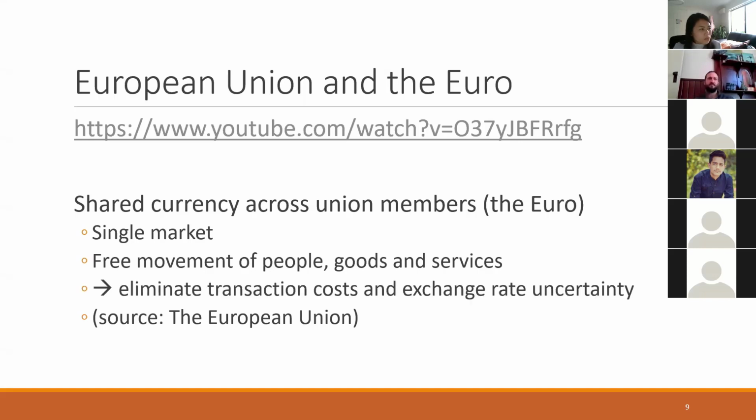So with the European Union, the main purpose of being in the union is that you've got lower transaction costs when you trade with other countries, and also you don't have to worry too much about exchange rates, okay? Because you use the same currency anyway.